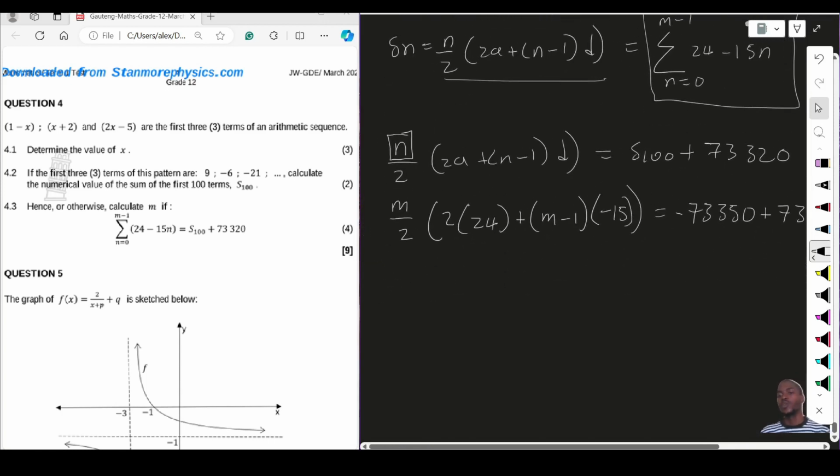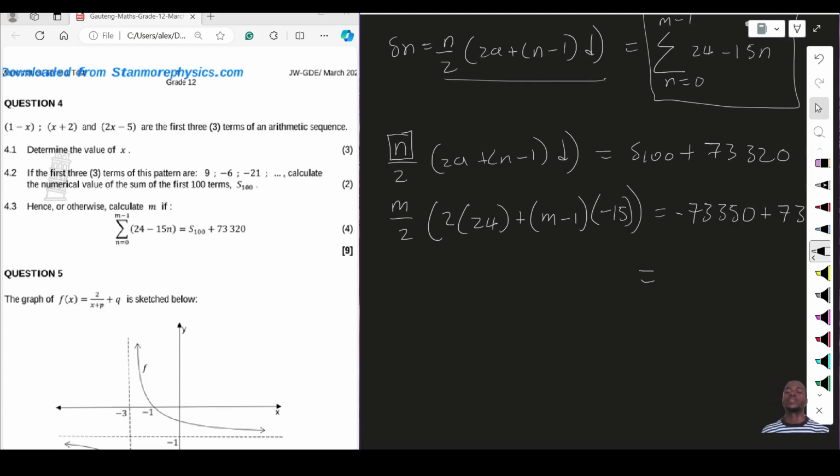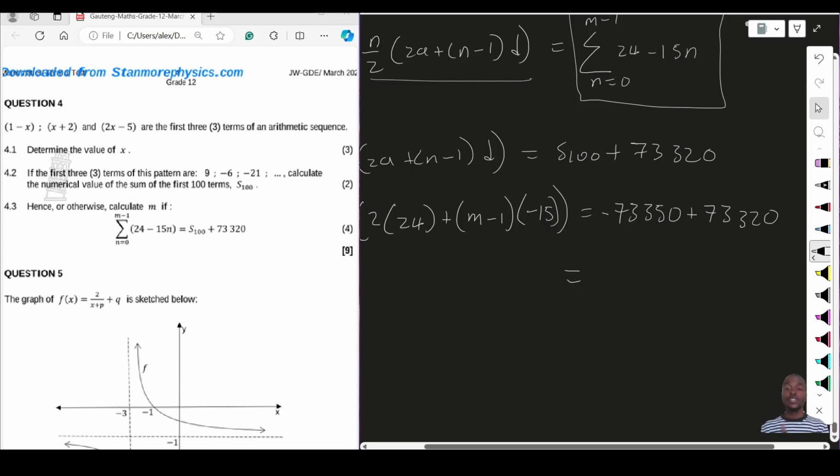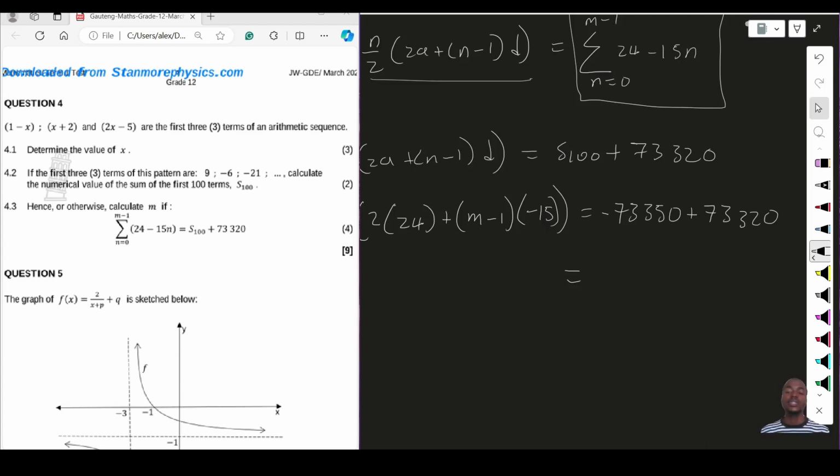From there, what is going to happen? Here we can just find a straight answer. When you take negative 73,350 plus 73,320, it should give you minus 30.